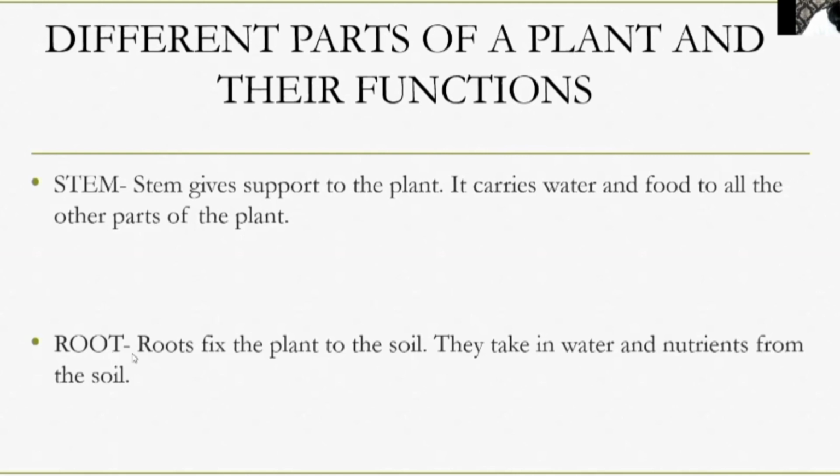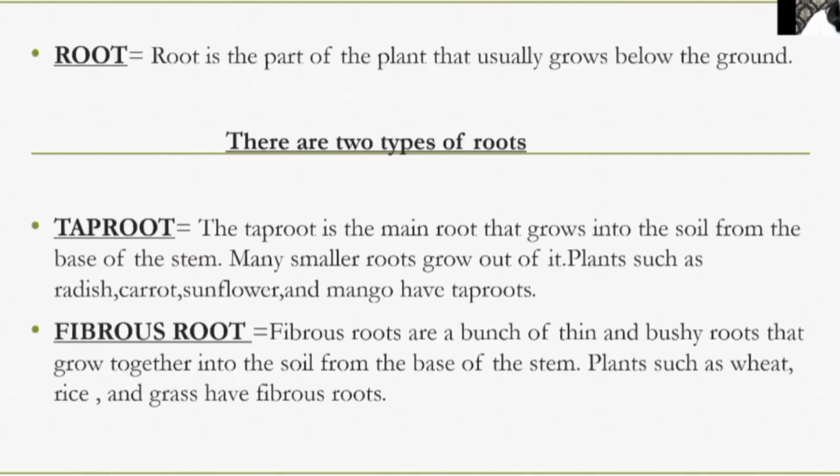Coming to root, roots fix the plant to the soil. So the root that is present below, in the root system, fixes the plant to the soil so that it doesn't move. Okay, and they take in water and nutrients from the soil. So roots basically take the water and nutrients from the soil and fix the plant so it is firm. Moving on.